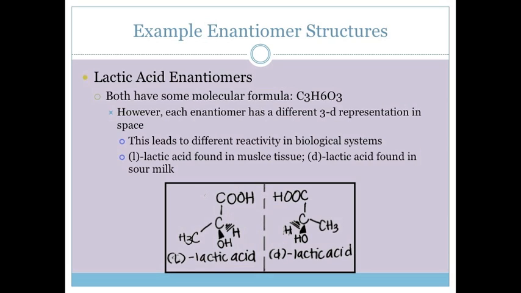A chemical example of enantiomers is lactic acid. Lactic acid enantiomers both have the same molecular formula, C3H6O3. The enantiomers are mirror images of each other and thus have a different 3D representation in space. As you can see by the drawings of the enantiomers, they are exactly opposite of each other. Their different representation leads to a different reactivity within biological systems. The L-lactic acid enantiomer is found in muscle tissue, while the D-lactic acid enantiomer is found in sour milk.